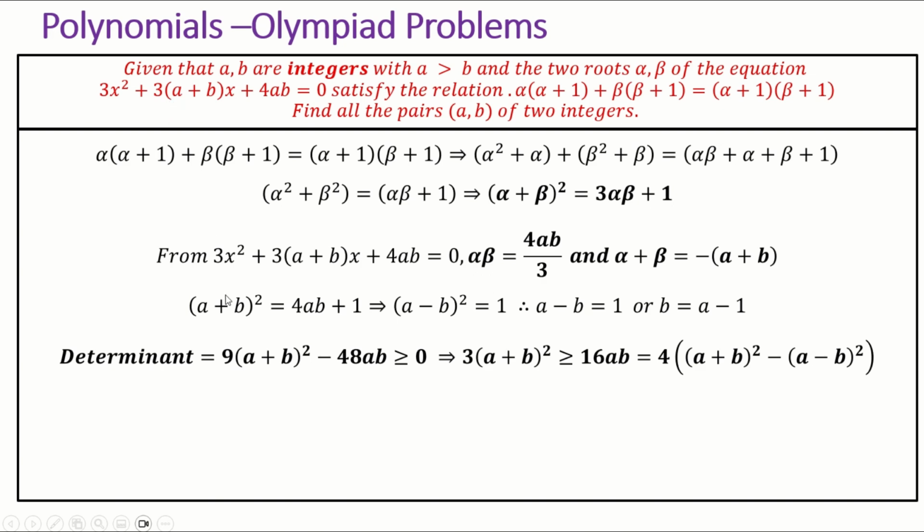The discriminant is 3 square, that is 9 into (a plus b) whole square, minus 4 into 4ab into 3, that is 48ab. It should be greater than or equal to 0. So this is nothing but 3 into (a plus b) whole square greater than or equal to 16ab, or 4 into ((a plus b) whole square minus (a minus b) whole square). I can write 16ab like that.